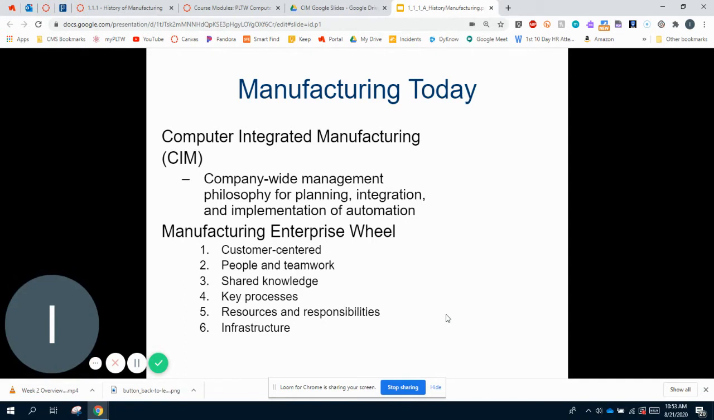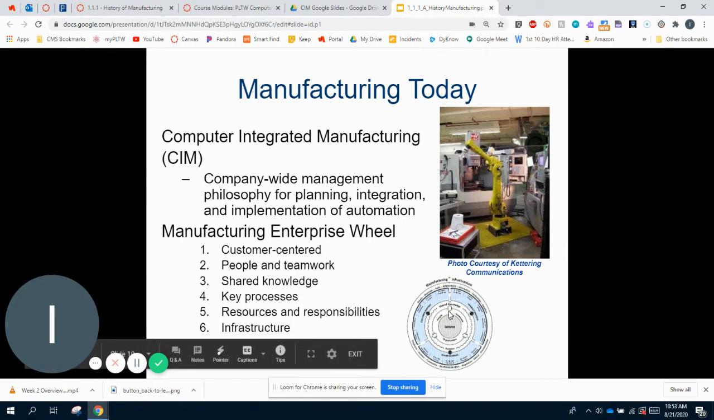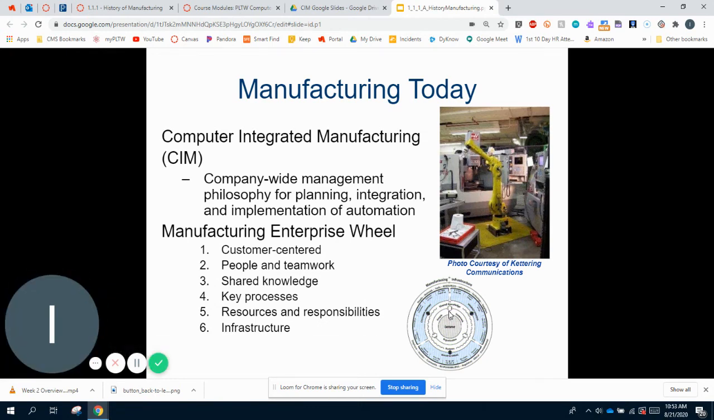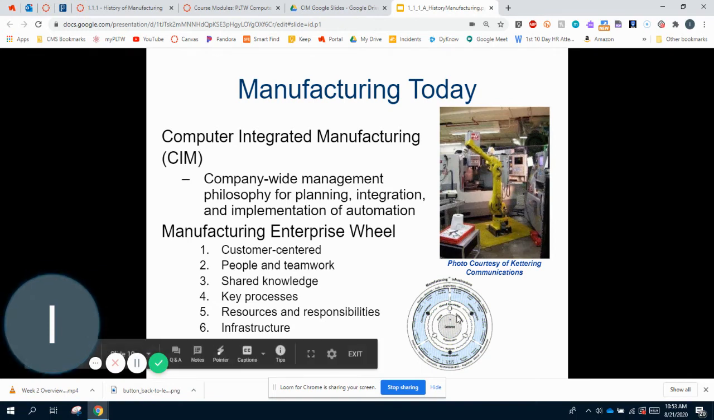The manufacturing enterprise wheel, which you'll see on your bottom right, focuses on six things of the manufacturing process, six major components. First of all, everything is customer centered. You'll see that in the center of this enterprise wheel. And the enterprise wheel we will go more in depth with next week.